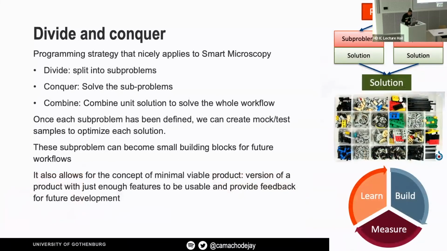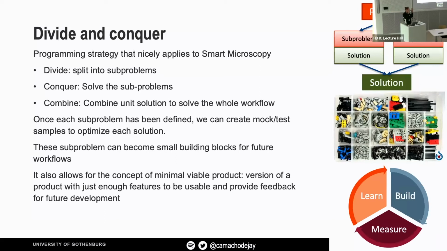So what is this idea of divide and conquer? This comes from the programming world, at least that's how I got introduced to it. And I think it's a concept that really nicely applies to smart microscopy. You might imagine, and I think we do this intuitively every day of our life, that if we have a very, very big problem, sometimes the solution is not to solve that problem, but to try to break it down, right?